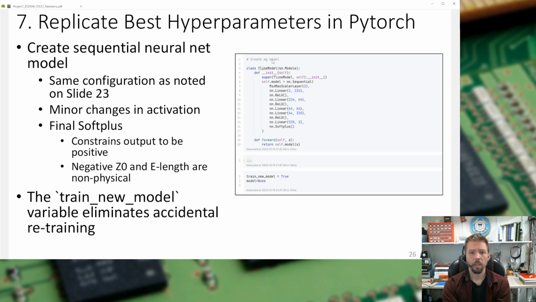I generated a sequential neural net model. So this is the same configuration you saw before with the min-max scaler, the normalization there at the beginning. I did make some minor changes to activation functions and added a softplus at the end. The reason for the softplus at the end is that without it, I was seeing predictions that were negative. But these are all physical quantities of length and impedance, and these cannot be negative. So in order to add a rectifying layer there, I added the softplus.